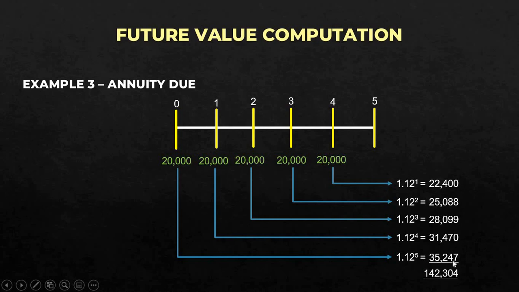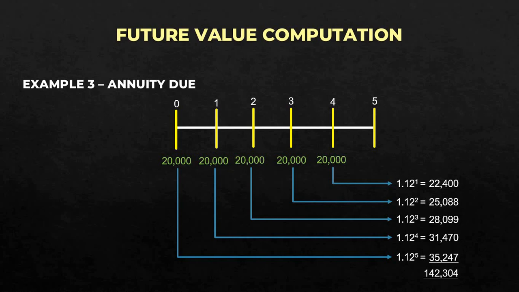So, meron tayong 142,304. Ito yung summation ng limang future value na nakompute natin. At ito ay 142,304. So, ito yung marireceive natin at the end of 5th year of the term. Since ito ay annuity due, pwede tayong gumamit ng isang formula lang para makompute natin yung future value of these cash flows. Ang formula natin for the future value of annuity due is similar to the ordinary annuity. Parehas ang formula, yun nga lang merong twist.